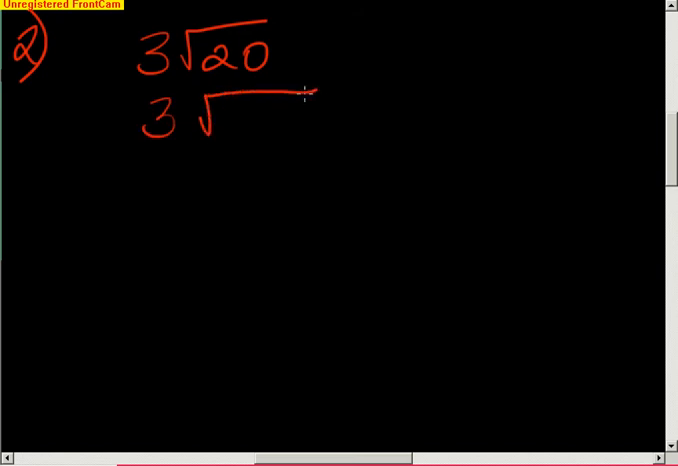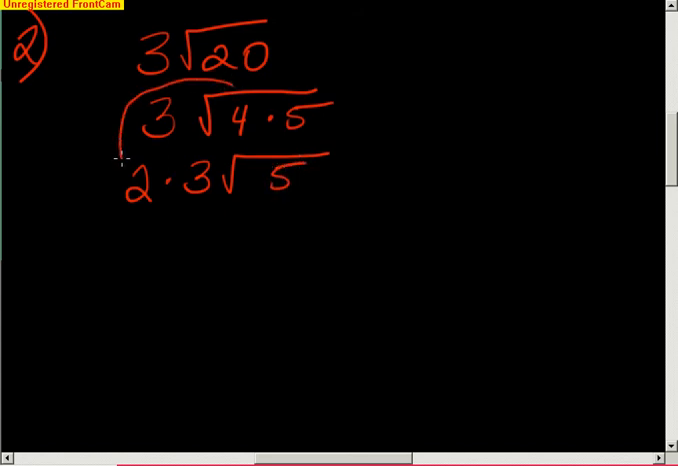Question number 2, 3 root 20. I break 20 down into factors, and the obvious ones that jump out are 4 times 5. Now, square root of 4 is 2. That moves the 4 to the outside, but it turns into a 2. So it's going to be 2 times 3 times root 5. So the 4 moved out and became a 2. And 2 times 3 is 6. Final answer is 6 root 5.